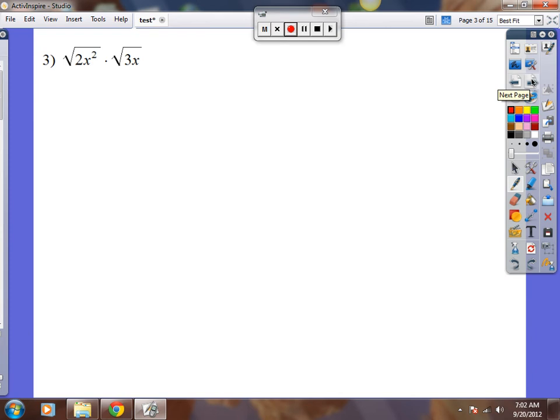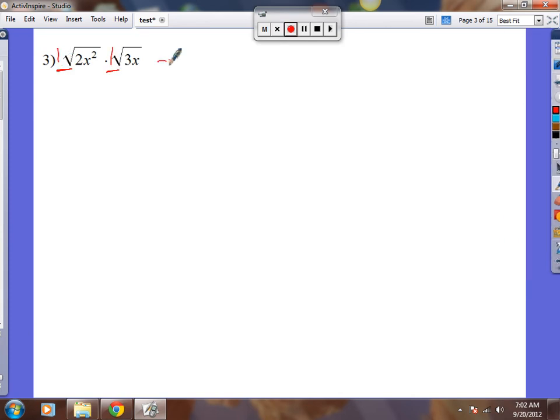Number 3, same thing, multiplication problem. On the outside, I don't have anything. I've got a 1, I've got a 1. So if I multiply, on the outside, I'm going to have a 1, and you don't even need to write that. Underneath, you are going to have 2 times 3, that's 6, times x squared times x to the 1 is x to the 2 plus 1.